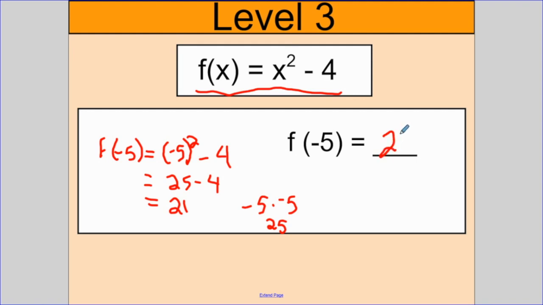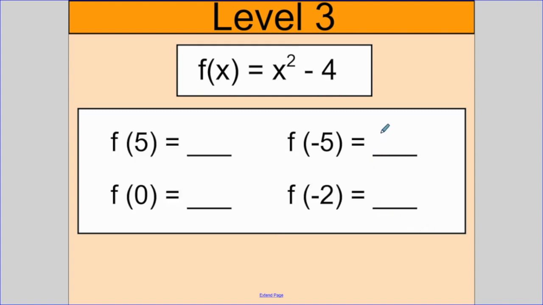But you have to be very careful. If you just plug in -5 in your calculator without parentheses and square it, the calculator is thinking that you're only squaring the 5 and not the negative. So when you're doing squares on a calculator, make sure you always use the parentheses. So for this function, we already figured out that f of -5 was 21. That's the one we just did. I want you to pause the video and try with these other 3 numbers.